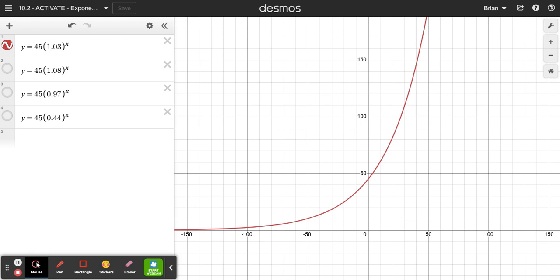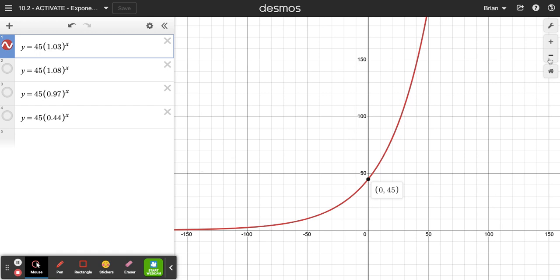So we're going to start with y equals 45 times 1.03 to the x. This is a 3% increase yearly, monthly, whatever the 1 unit of time is. We anticipate an initial value of 45, which is what we have here. And we see that moderate growth from the 3%.